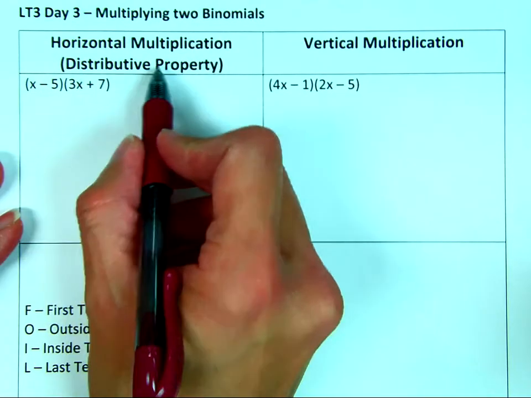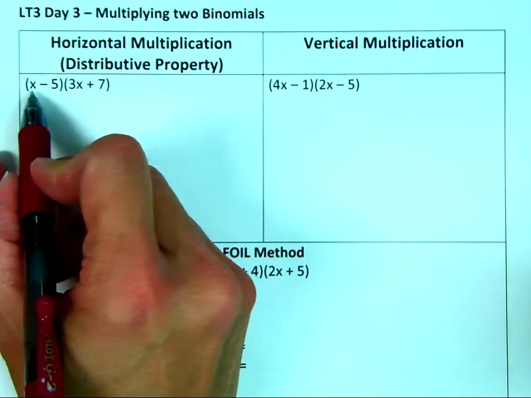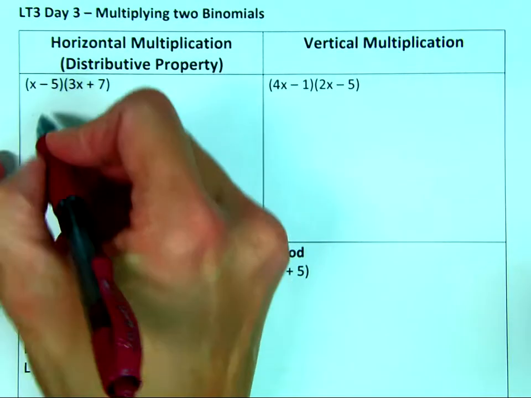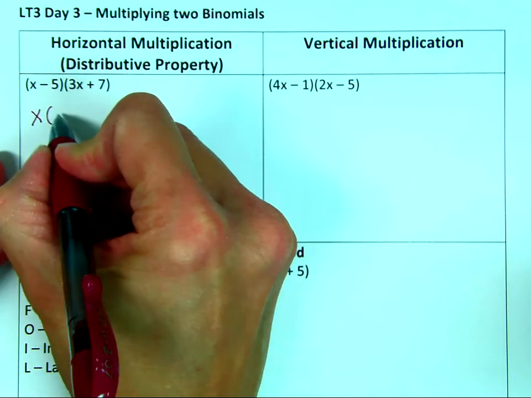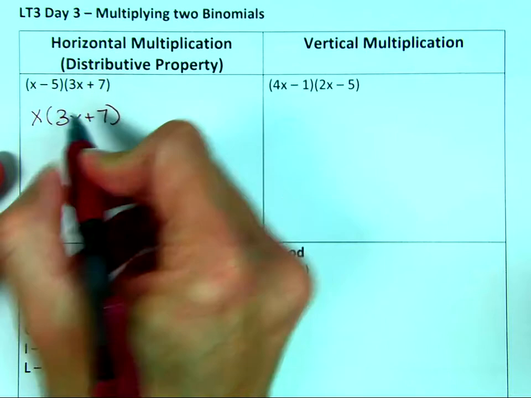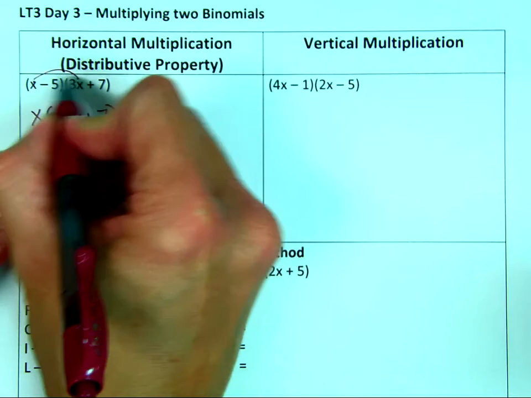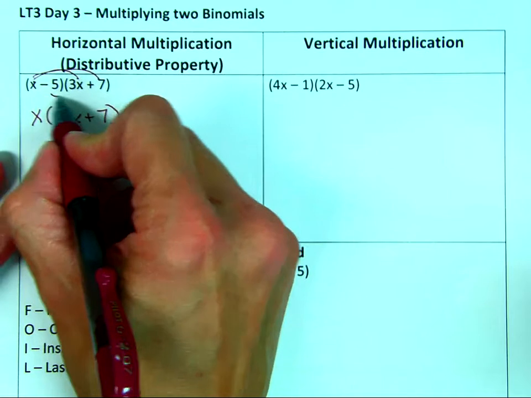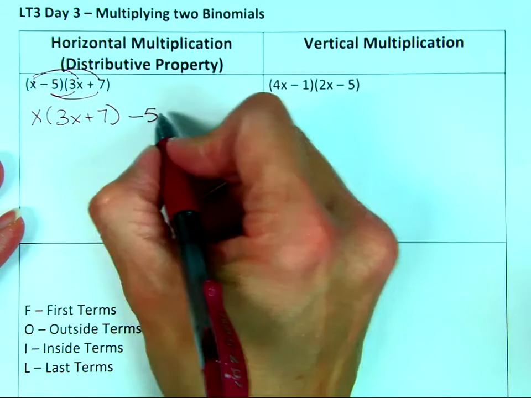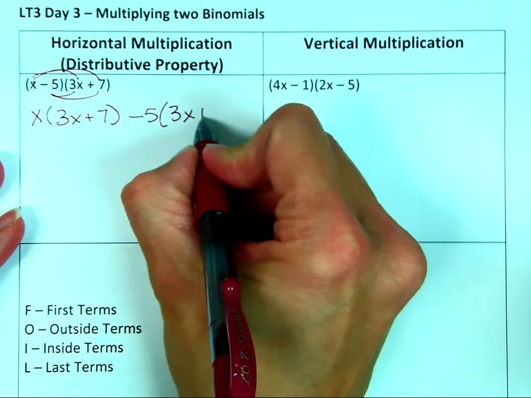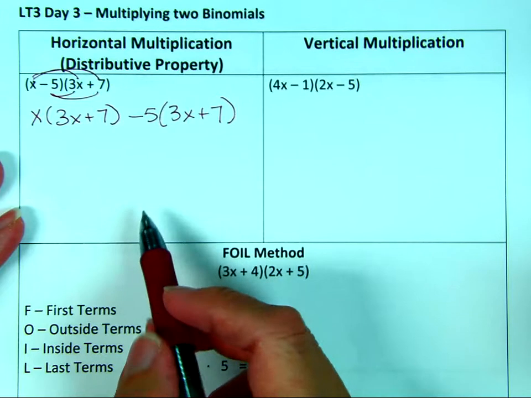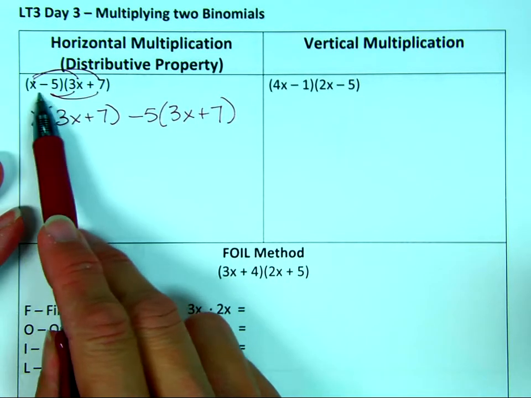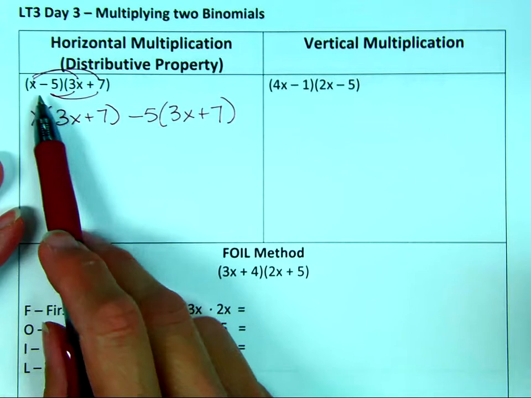So the horizontal method, again, we use the distributive property, but since we have a binomial out here, we have to use the distributive property twice. So we actually have to say x times 3x plus 7, because we need to multiply this x by everything in that parenthesis. And then we have to also multiply that negative 5 by everything in that parenthesis. So we end up doing the distributive property twice by splitting this up. You could split this one up too, but I always split this one up just to make it consistent.